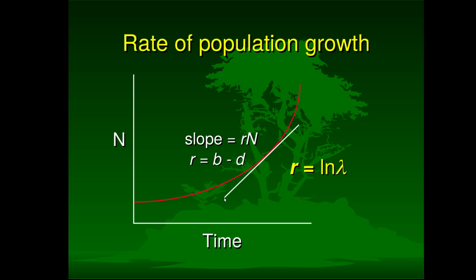And the slope of this line, as we saw in the elephant example, is just little r times N, which is the log of lambda times N. And this gives us the rate of increase on a per generation basis, the number of offspring produced per female from one generation to the next.